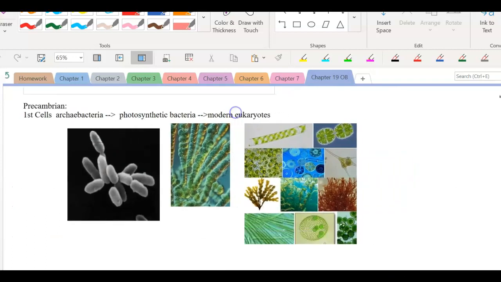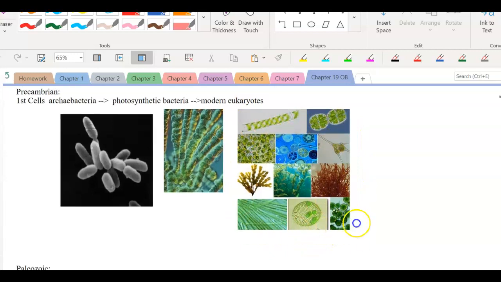But the Precambrian, the first cells, archaea, are going to look a lot like these single prokaryotes. We see the evolution of the photosynthetic bacteria, and that would be an example here that contain chloroplasts. And then these are all kinds of modern eukaryotes that we would have seen at the very end of the Precambrian period that would have evolved.